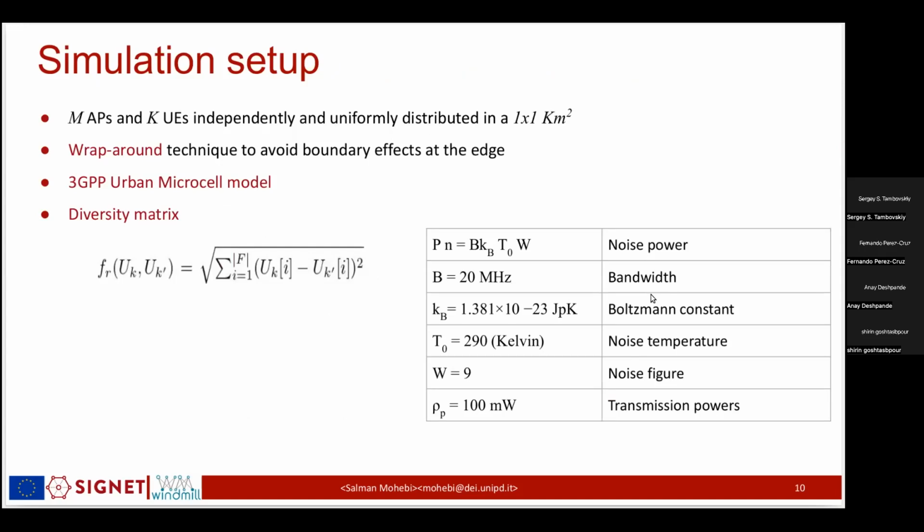For the simulation, we consider M access points uniformly distributed in 1 square kilometer. We further use a wrapping-around technique to avoid the boundary effects of the network and treat the network as operating in an unlimited space, basically. The model we used, I forgot to add it here, is the 3GPP urban macro cell model. The diversity score, or repulsion factor, we used here is simply the Euclidean distance among the user equipments, as we use the location of the user as our input. Here in the table are some details about the implementation setup.